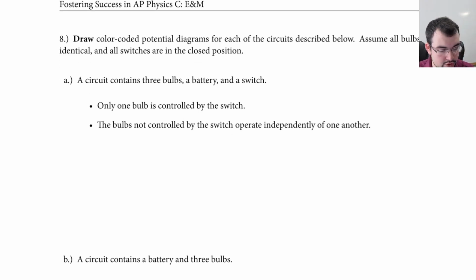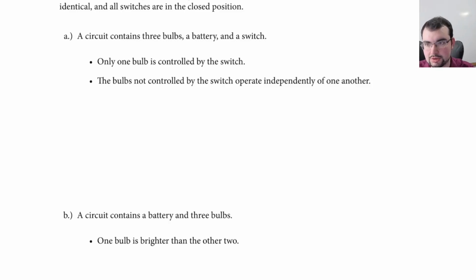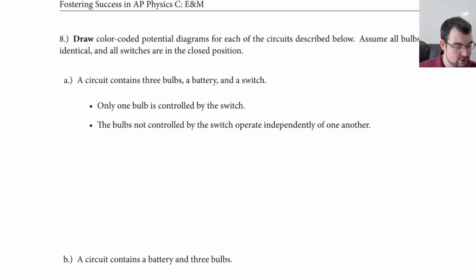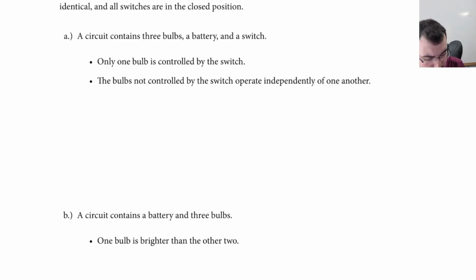And now we just have a couple drawings to do. We're just saying that all bulbs are the same and the switches are closed. Okay. 3 bulbs, battery, and switch. Only one bulb is controlled by the switch. And the bulbs not controlled by the switch operate independently. So if only one bulb is controlled by the switch, that means it's independent of the other two. And the other two also are independent. So this is just a big parallel circuit. So we know that the base of this is going to be just a triple parallel.